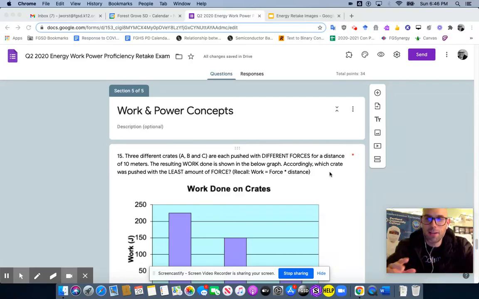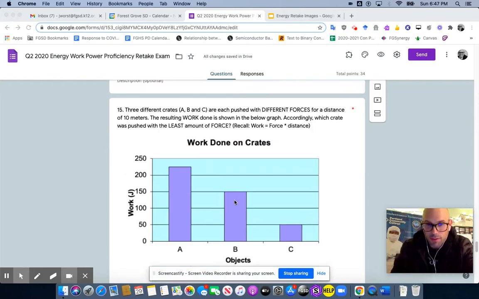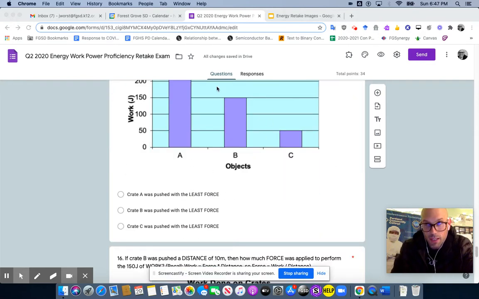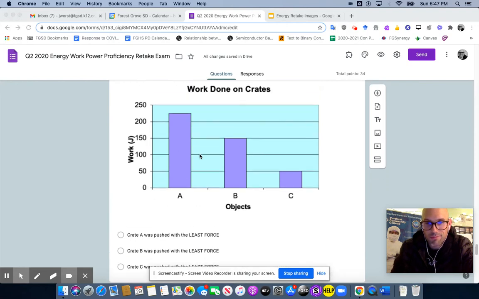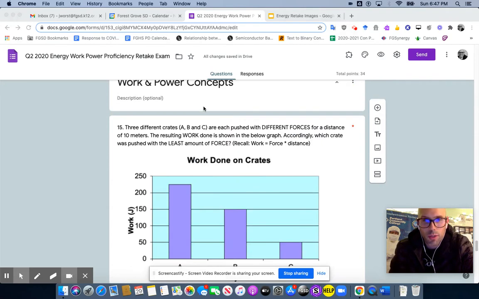Hey, last time. So, work and power concepts, okay? You're going to be asked some questions regarding work and power. You're going to be given this graph. Yeah, graph, okay? So, work done on crates.